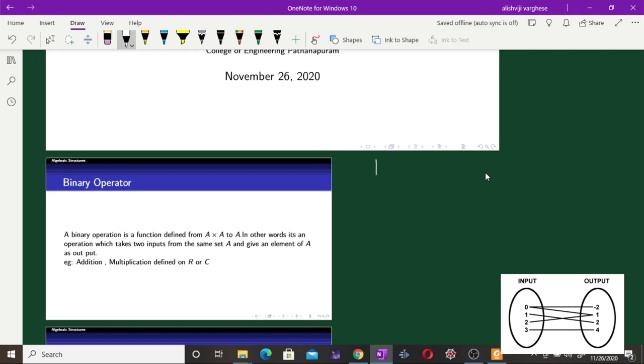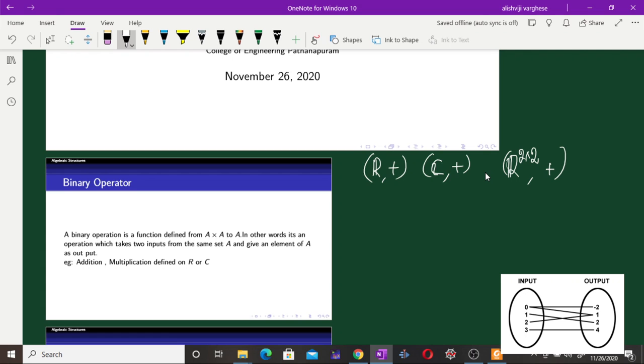If we consider the set of all real numbers, then the addition defined on the set of all real numbers is a binary operation. We have two inputs A and B, and the output A plus B is also a real number. If we define the addition on the set of all complex numbers, this is also a binary operation. And if we consider the set of all 2 by 2 real matrices and consider the addition of 2 by 2 real matrices, then the sum of 2 by 2 square matrices is again a 2 by 2 square matrix, and that's also an example of a binary operation.